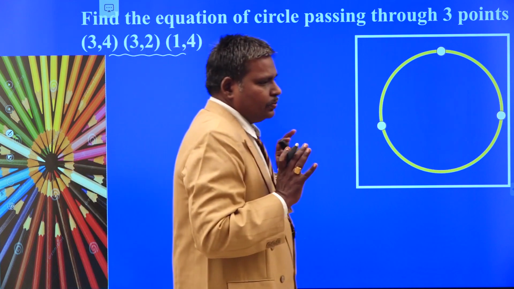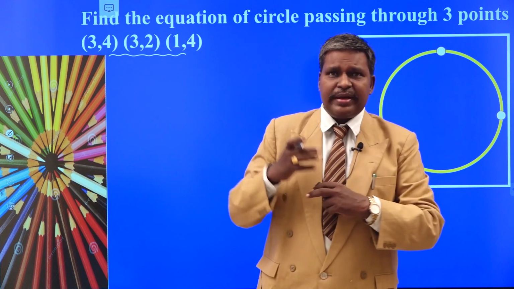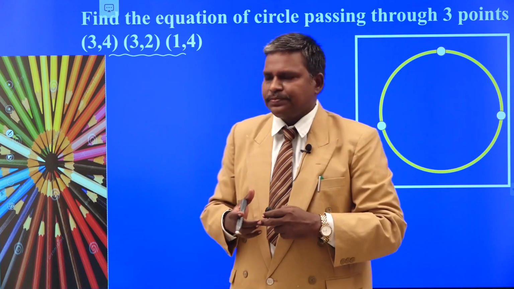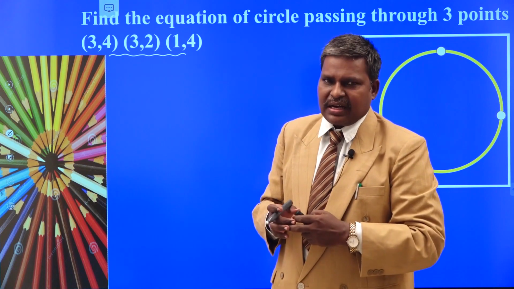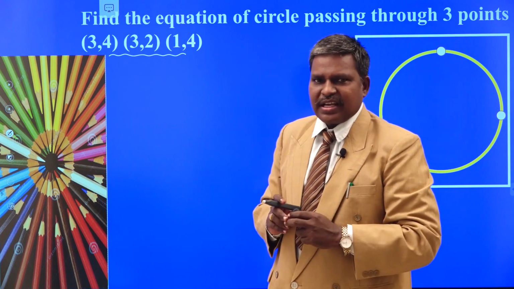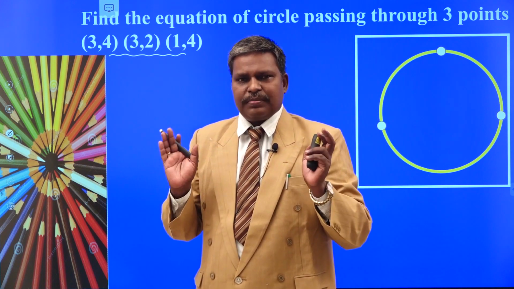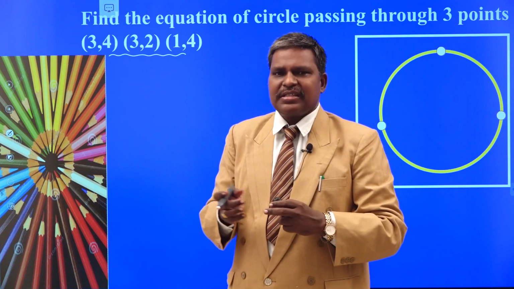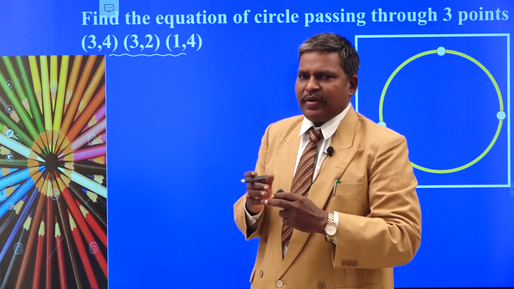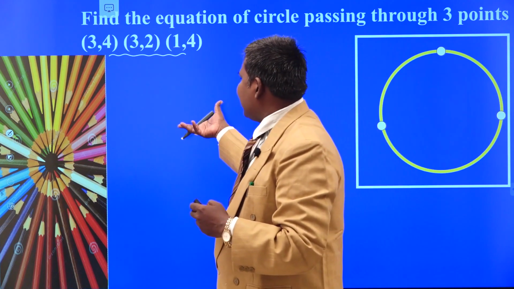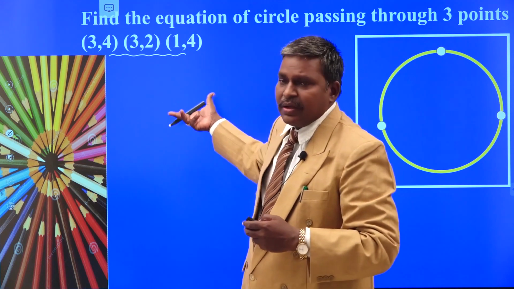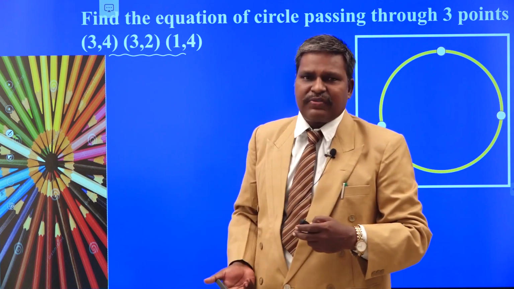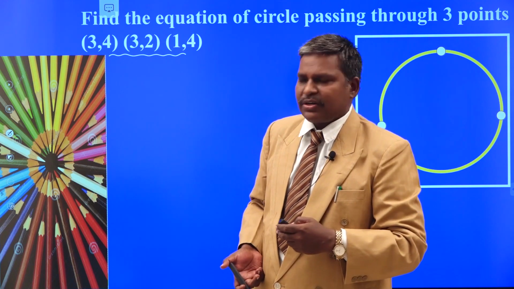Before going to the method which I am considering, S = 0, let us check whether these 3 points form a right angle triangle or not. If the 3 points form a right angle triangle, your job is over, because the angle in a semicircle is 90 degrees. Therefore, the ends of the diameter are the ends of the hypotenuse of the triangle.